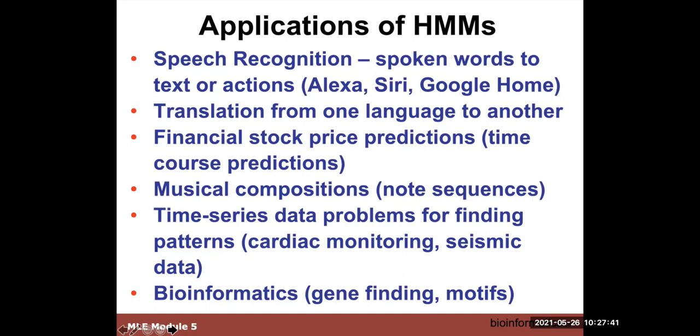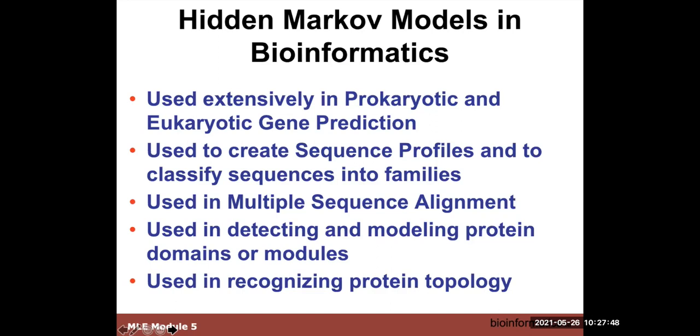This is what HMMs were initially designed for, and I'll explain that a little more. In bioinformatics, HMMs were used a lot in prokaryotic and eukaryotic gene prediction. They have been used to create sequence profiles, and there are now large collections of HMM models that were used both to get sequence motifs and to classify sequences into families. HMMs have been used in multiple sequence alignment, and they can be used in three-dimensional structure analysis and protein topology analysis. The heyday of HMMs was probably from the mid-90s to maybe 5 or 10 years ago, but they are ubiquitous in the field of bioinformatics.